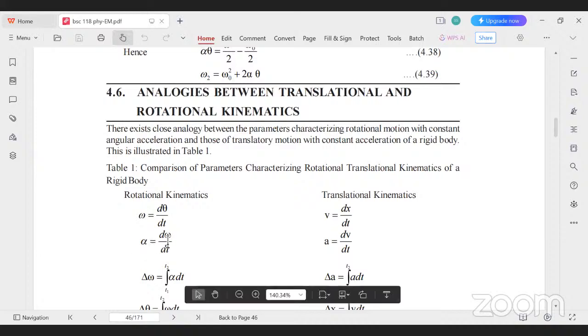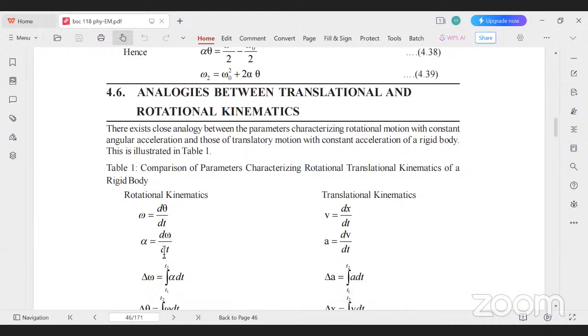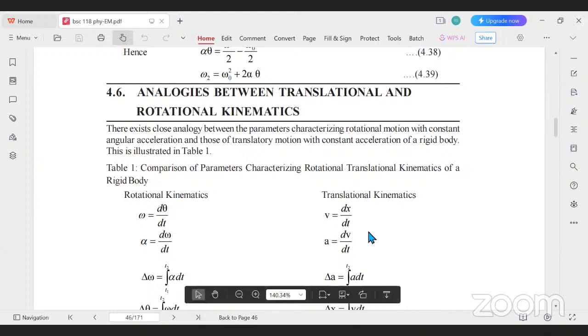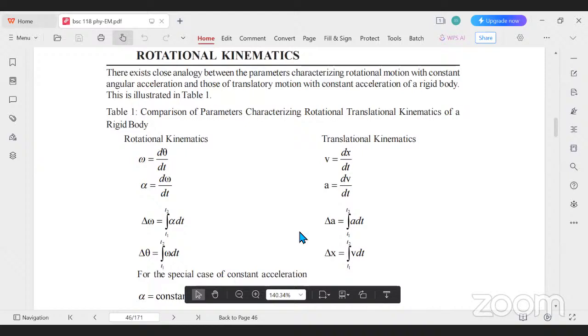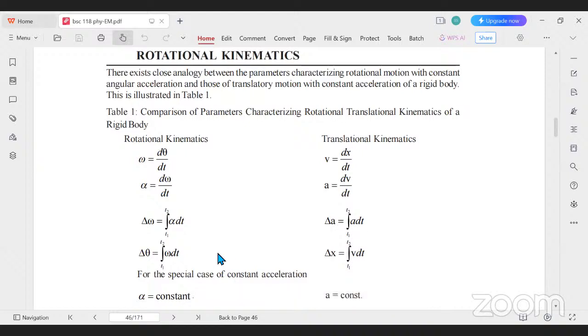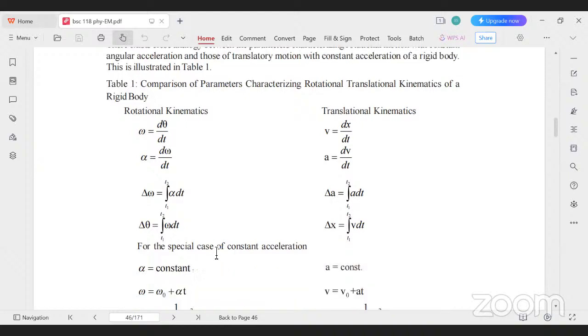Alpha is nothing but constant. That is d omega by dt. So how does translational kinematics work for velocity and acceleration? We could find del omega, and we are able to find delta acceleration, that is nothing but from T1 to T2. Why are we taking this? To find out the proper calculations, to frame, to construct, to build the mechanism. Understand? So this is rotational kinematics. This is translational kinematics.